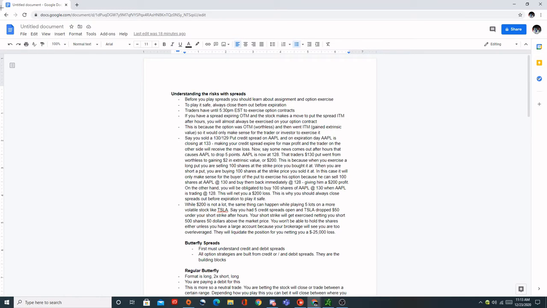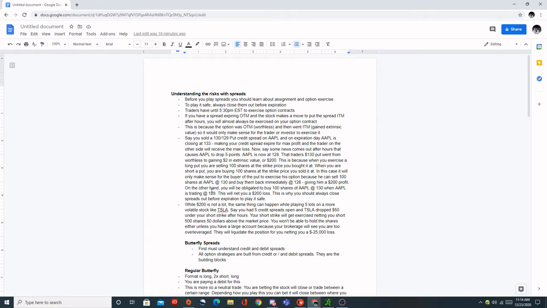You, on the opposite side of the trade, have to buy 100 shares at $130, and then the market is trading at 128, which means you are left with an unrealized loss of $200 at the time. At that point, depending on how big your account is, either your brokerage will automatically liquidate your position, giving you an immediate loss of $200, or you can hold on to those shares if you'd like.